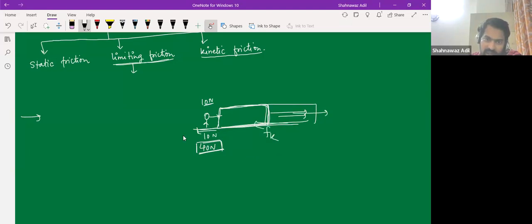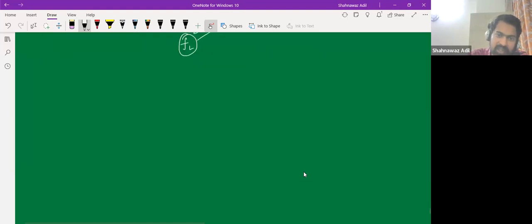Okay. Earlier it was experiencing static friction, right? And it reached a certain value, limiting friction, and after limiting friction, the friction will change to the kinetic friction. So these are the three kinds of sliding friction, right? So then we were defining these three kinds.